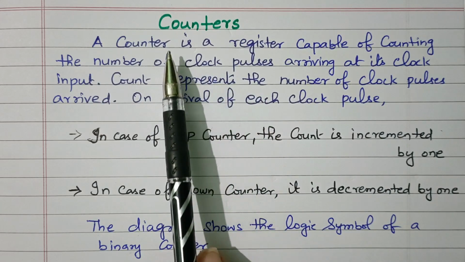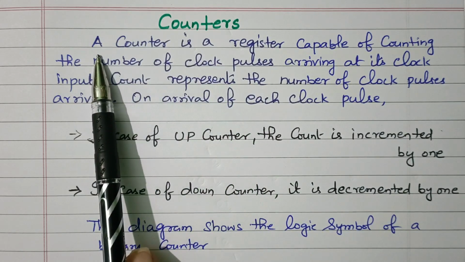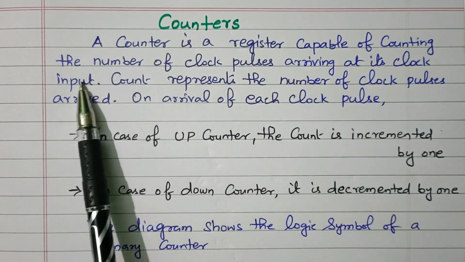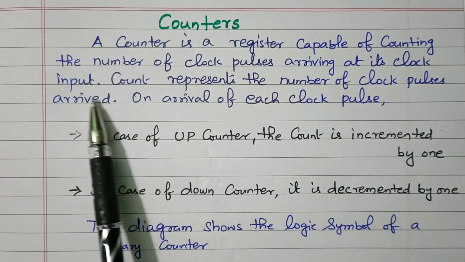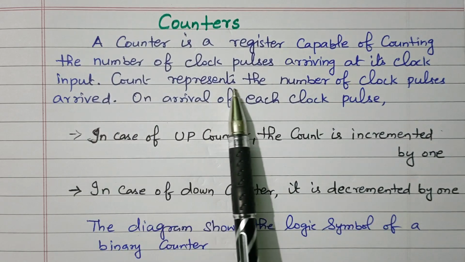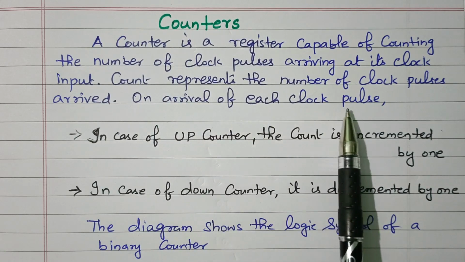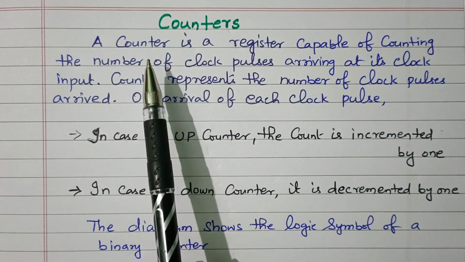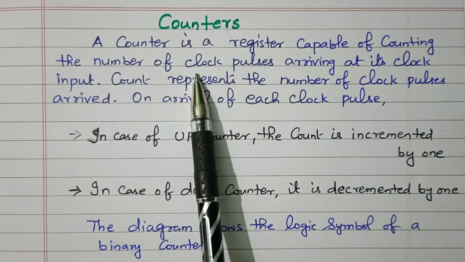Now we'll go to the topic digital counters. First we will see what a counter is. A counter is a register capable of counting the number of clock pulses arriving at its clock input. The count represents the number of clock pulses that have arrived. The counter is nothing but what its name says. It is used for counting the numbers.